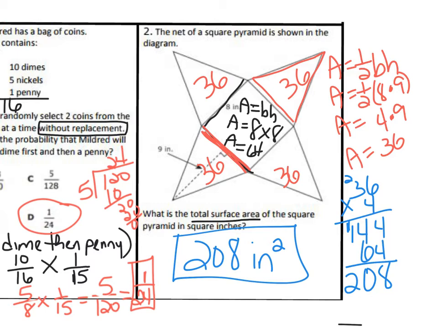If I want lateral surface area, we do not include what? The base. We do not include the base. So if they were asking for lateral, then it would just be 144. So remember that whenever they're asking for surface area, all you're doing is finding the area of all the shapes and adding them up.